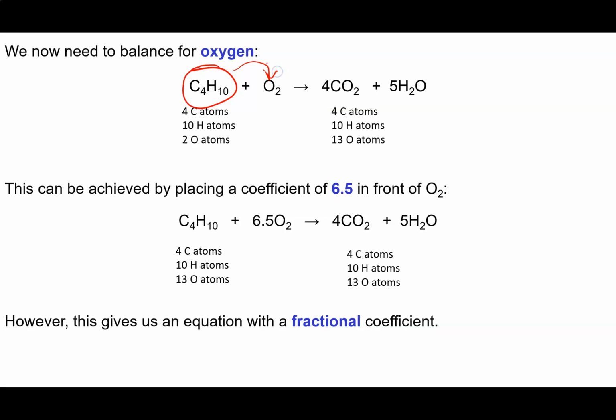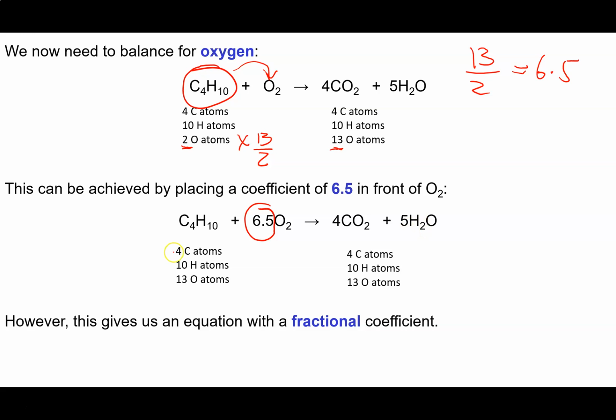So now I can move on to my O2. When I look at my O2, I see that I've got 2 oxygen atoms on the left, and I've got 13 oxygen atoms on the right. So how am I going to get 2 up to 13? Well, I'm going to have to multiply it by 13 on 2. 13 on 2 is just the same as 6.5, by the way. All right, so I'm going to have to put a coefficient in here of 6.5.